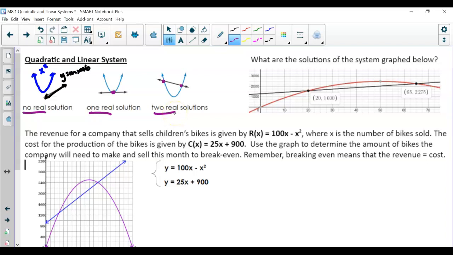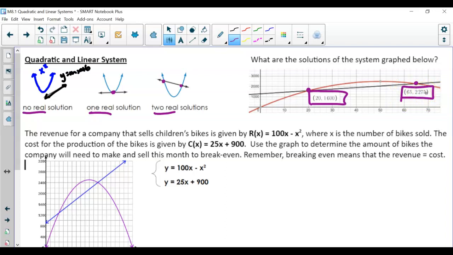For example, here is already a parabola, a quadratic, in red, and then a linear, a straight line. How many solutions does this system of equations that's been graphed have? Two, right? Here and here. The solutions are the coordinates where they cross. So 20, 1600, and 65, 2275.